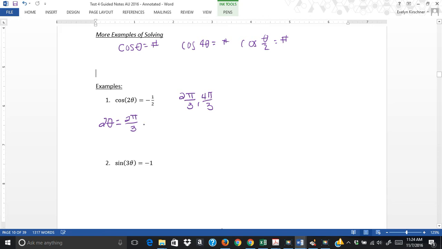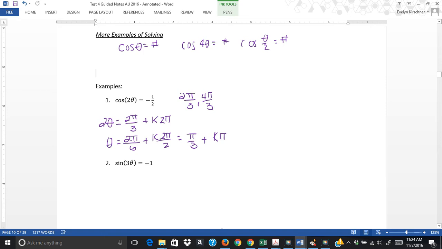And actually what I need to know is, I know it's plus some number times 2 pi, because every 2 pi of those it works. So I need to get theta by itself, so I divide by 2. So now I know that theta is 2 pi over 6 plus k times 2 pi over 2, which is pi over 3 plus k pi.